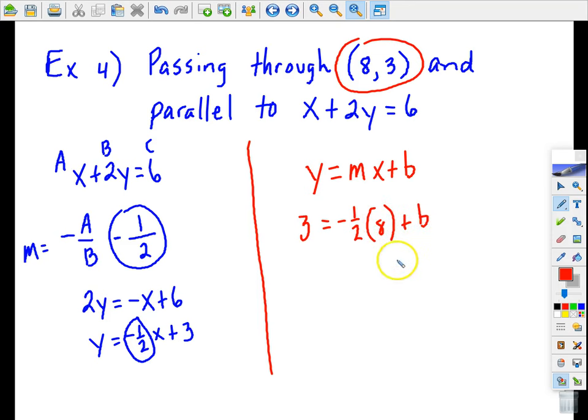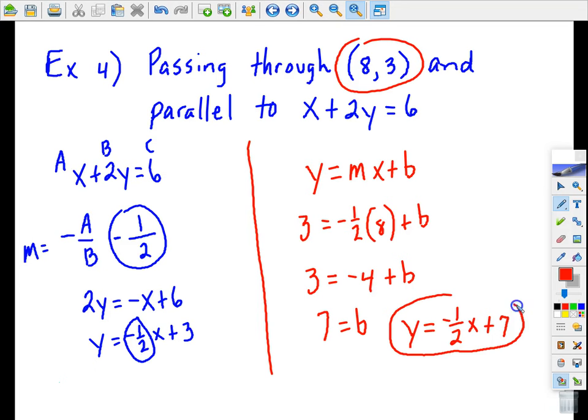And I'm going to use those numbers to help me find the y-intercept. Negative 1/2 times 8 is negative 4. And we got the y-intercept, which is 7. And so now, with the slope and the y-intercept now discovered, we can write the equation. Y equals the slope, which is negative 1/2, times x, plus the y-intercept, which is 7. Okay, so we're almost home.